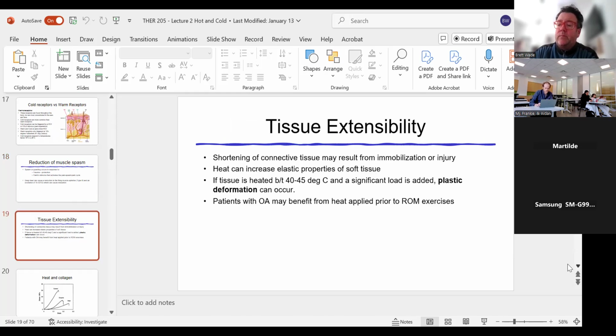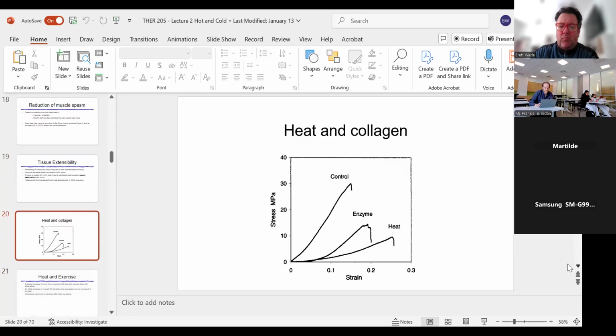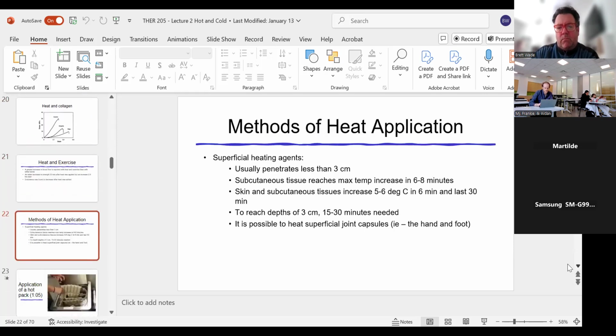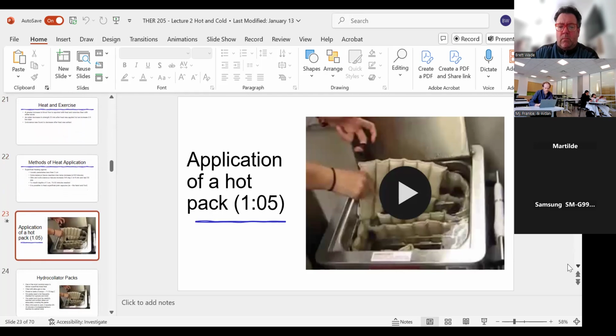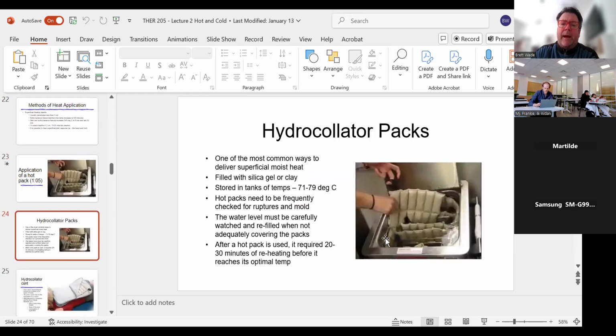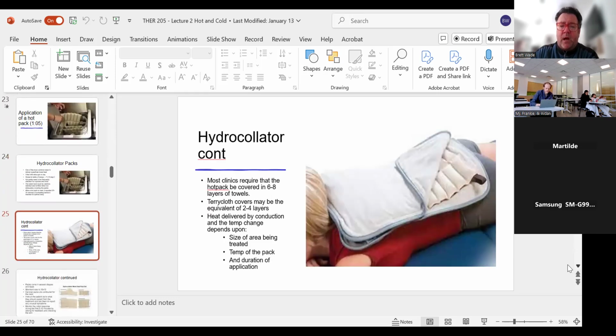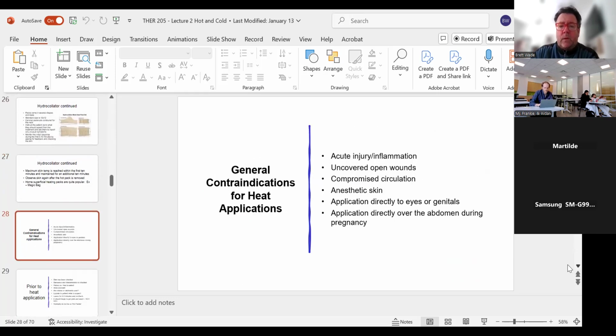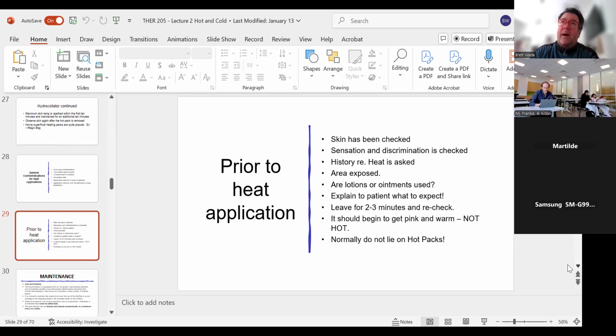I don't see too much there. Hydrocollator pack temperatures is a question for sure. 71 to 79. Contraindications, yes. Contraindications of heat and or cold are definitely on there for sure.